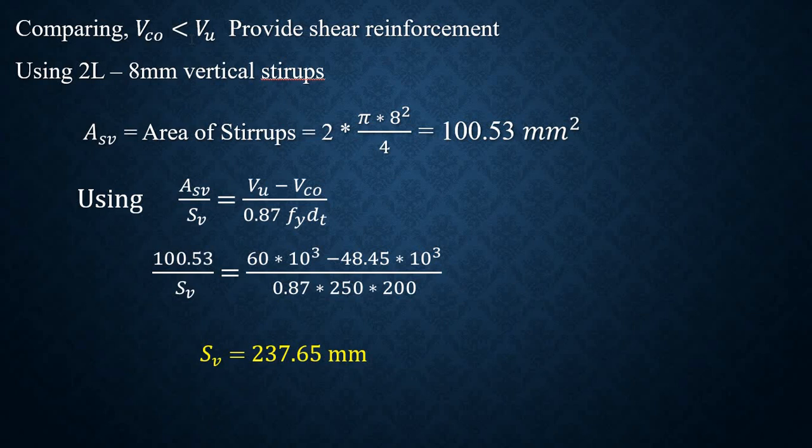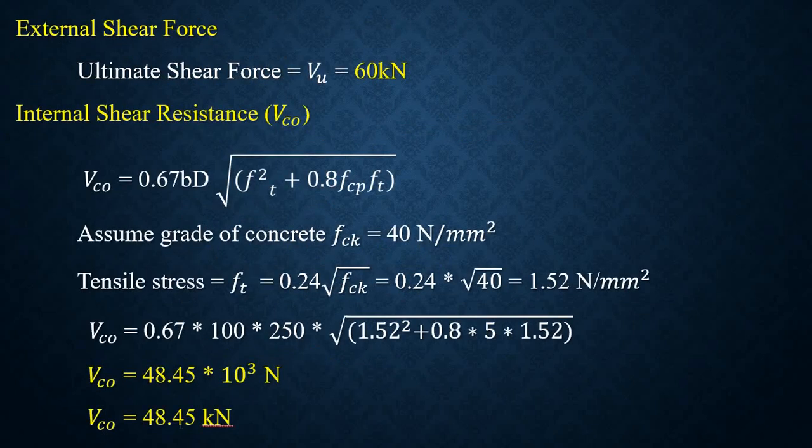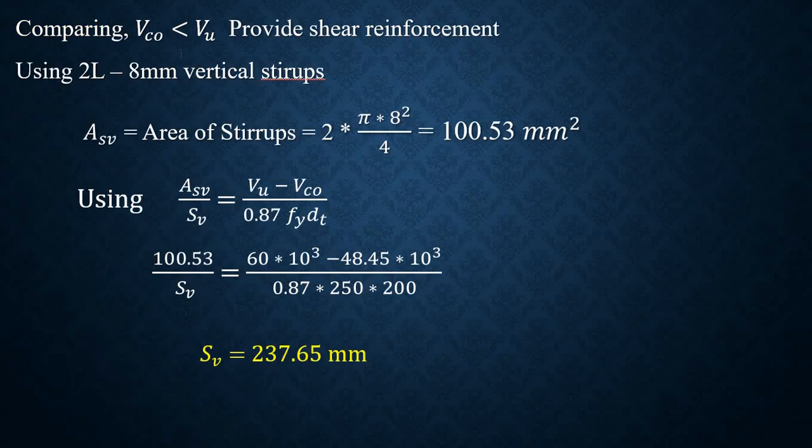So there is a comparison here. You should check the values of VCO and VU. How much is VCO? It is around 48. How much is VU? It is 60. It is clearly understood that VCO is less than VU. So in this condition, we should provide shear reinforcement. I'm just using two-legged 8 mm vertical stirrups. For these vertical stirrups, we should find out the area of the stirrups. The notation is ASV, which is two-legged, so 2 into pi into d square by 4 with d as 8 mm. We will get ASV as 100.53 mm².